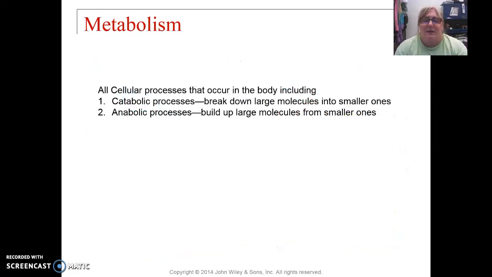What you do need to know is that metabolism can be broken into two major functions. Catabolic activities, where we take larger molecules and break them into smaller ones, and anabolic activities, which build up larger molecules from smaller ones.